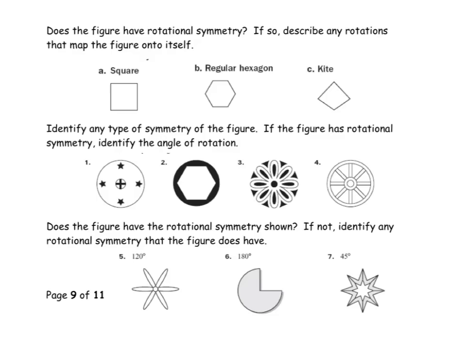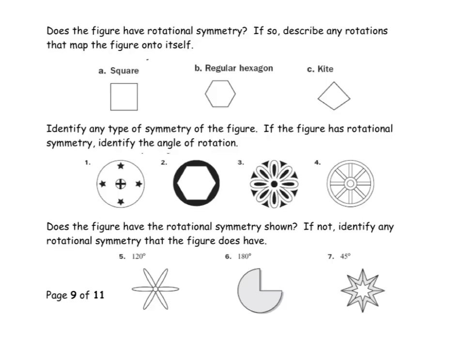Okay, let's talk rotational symmetry. Why don't you look at these 3 examples here, the square, the regular hexagon, and the kite, and you tell me if they have rotational symmetry, and if so, tell me what the degree is that will map it back onto itself. So go ahead and do that, hit pause, and come back when you have an answer.